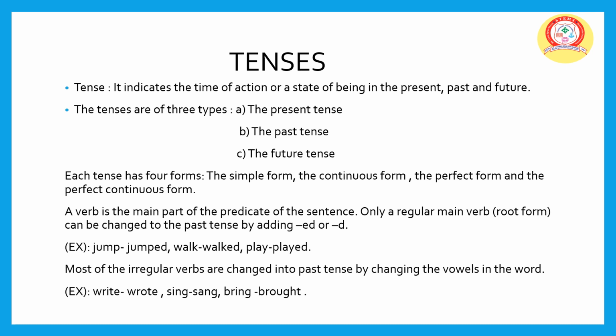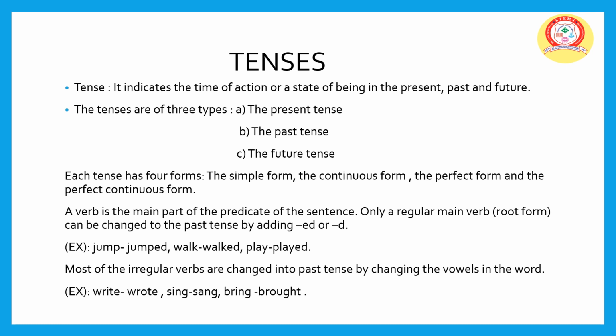Present tense means an action that is happening at present. Past tense, an action that has happened before. And future, that will happen in the future. Each tense has four forms: the simple form, the continuous form, the perfect form and the perfect continuous form.